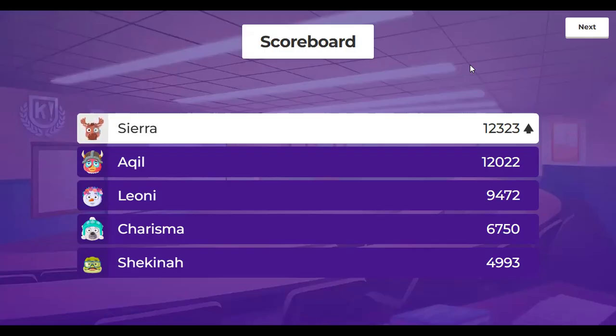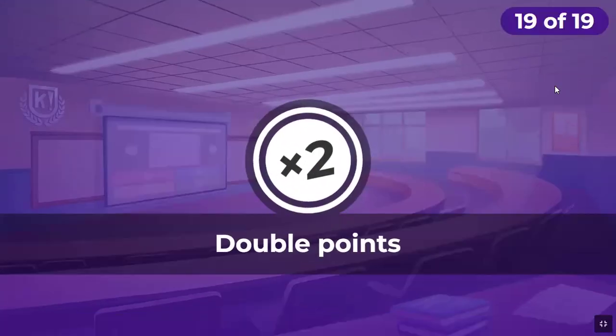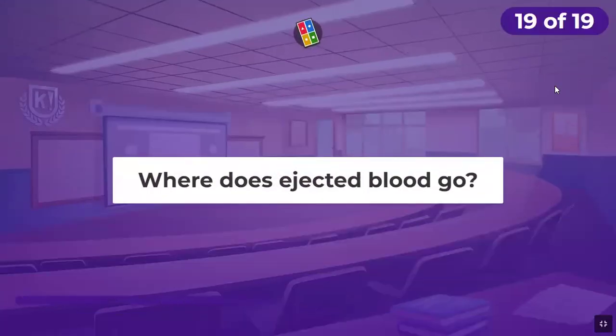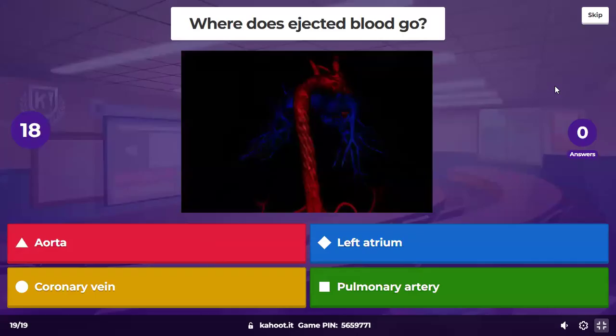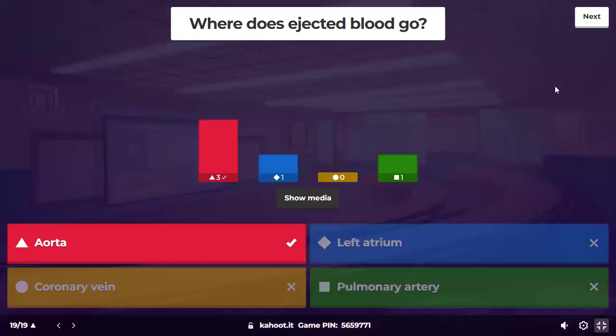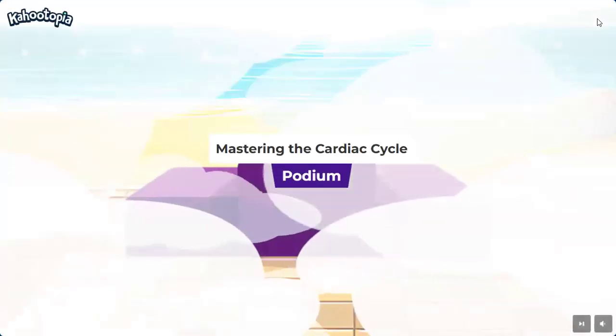All right, let's see. I think this is the last question. Double points. Where does ejected blood go? All right, it goes to the aorta. All right, let's see who got it.